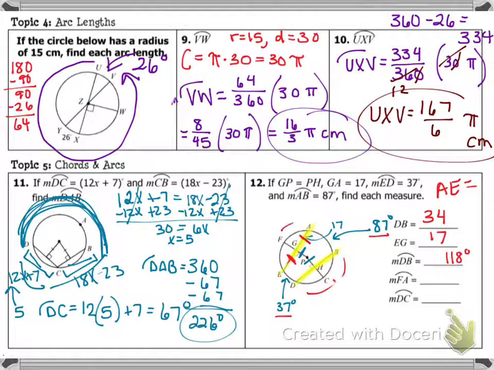F to A, again, perpendicular bisector, so it's going to be half the length of that arc. We know that the arc from E to A total is the same as the arc from D to B, which we already found. If this entire thing is 118, half of that is 59. So let's do 59 here.